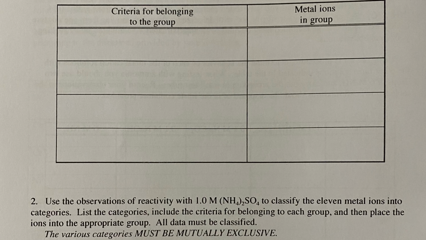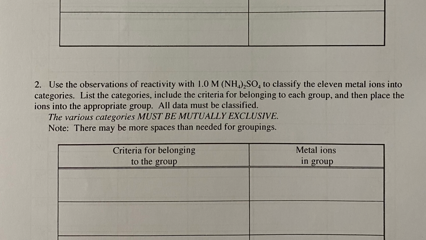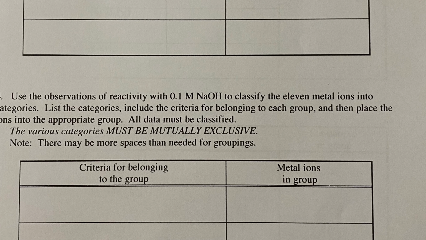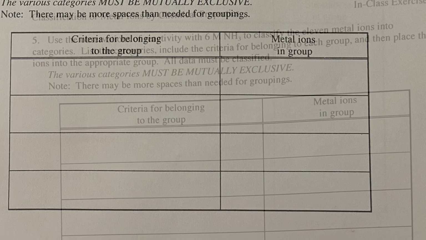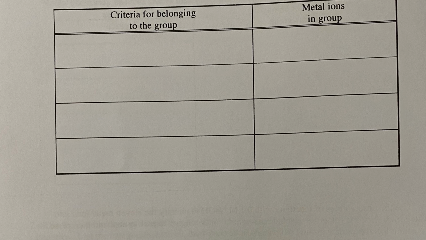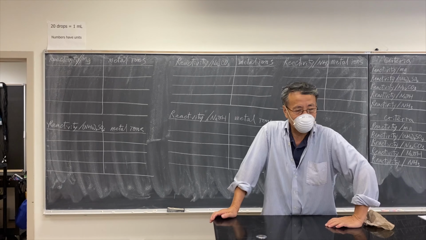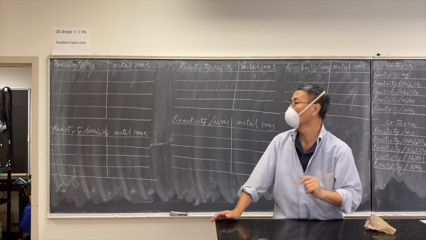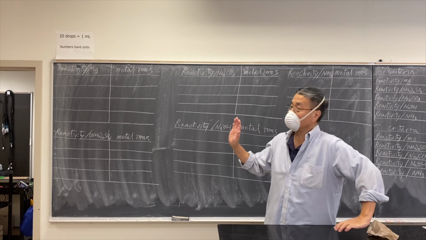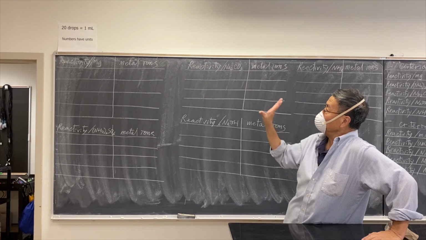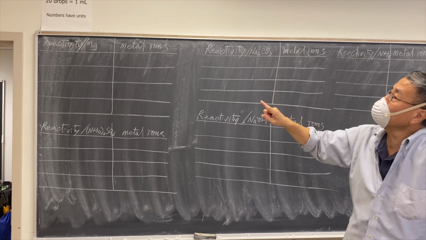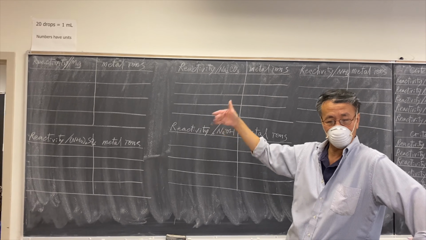We will now look at the tables on pages 50, 51, and 52, which will be filled by using the preliminary data from pages 48 and 49. It's what we call straightforward fill-in-the-blank. All we're going to do is group all the metal ions according to their reactivities.